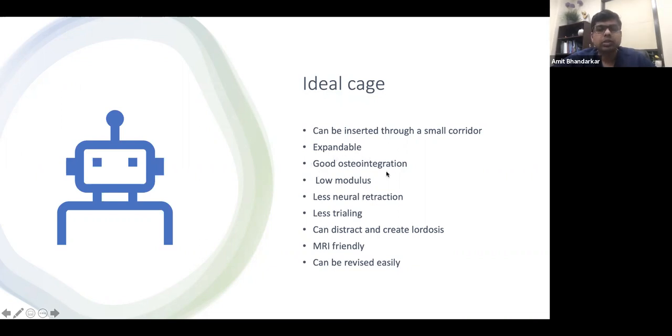It should cause good osseointegration, so the nano structuring of that cage, possibly titanium, should be that. It should facilitate osseointegration. There should be low modulus, maybe porous titanium will be a great option. There should be less neural retraction, as we talked about with the expandable, because of the narrow window. There should be less trialing so that we do not insert too many things in the disc space. It reduces the chance of infection. We should be able to distract and create lordosis. It should be MRI friendly and should be easy to revise if it migrates. So these are the characteristics of the ideal cage, and I think we are slowly inching towards it.